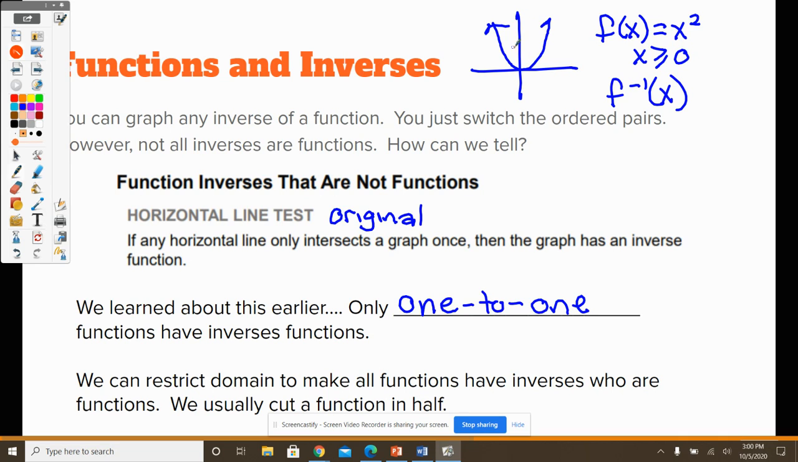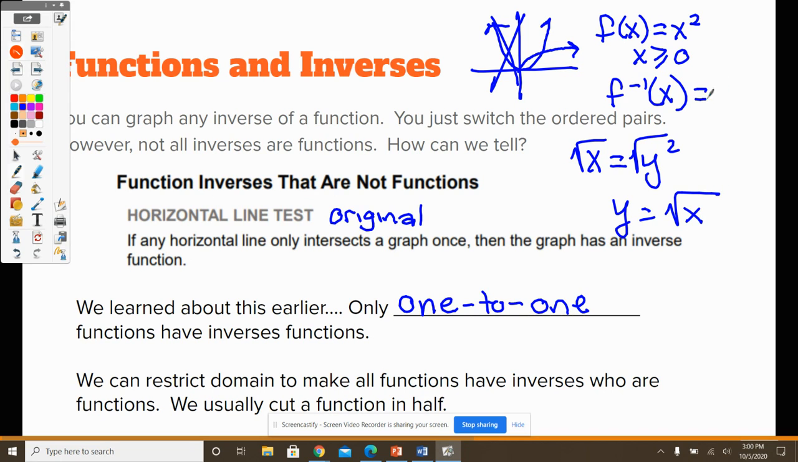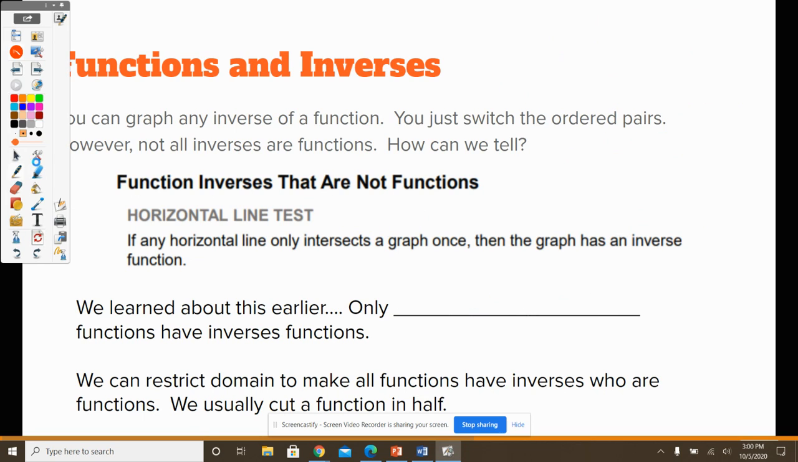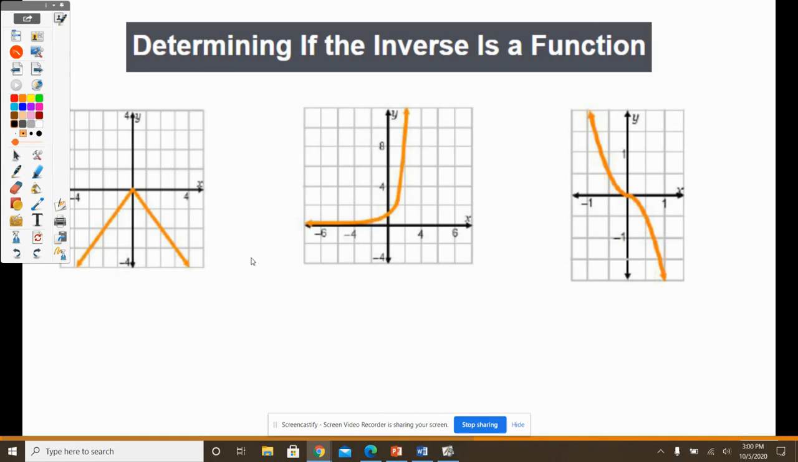X is greater than or equal to 0. So we're not even going to look at this side, and that allows us just to look at this much of the graph. And then you can switch the x and y and solve for y. And y can be the square root of x, or f inverse can be the square root of x. If you did not do that and did not say half of it, it would have been plus or minus the square root of x, which is why it's not a function, because it would technically be two functions. Okay, we will have some more practice with that as we go on.